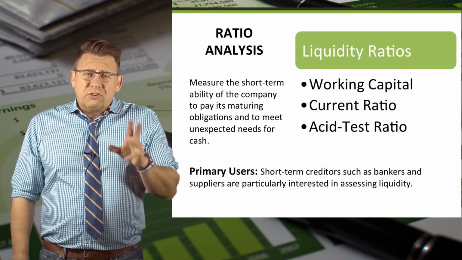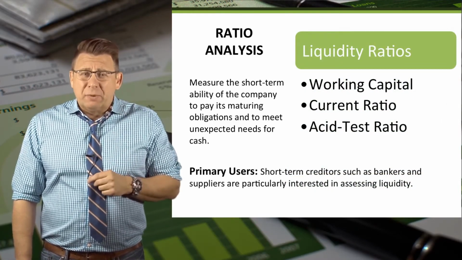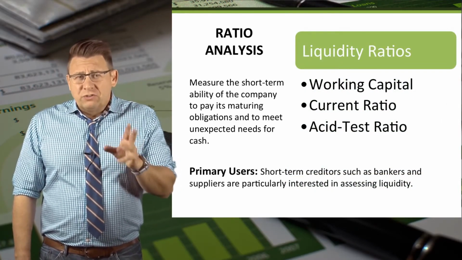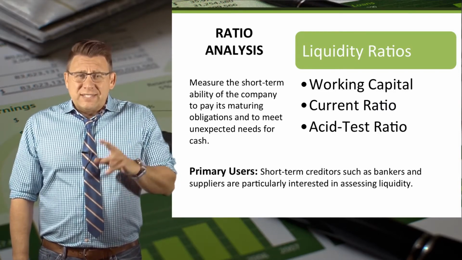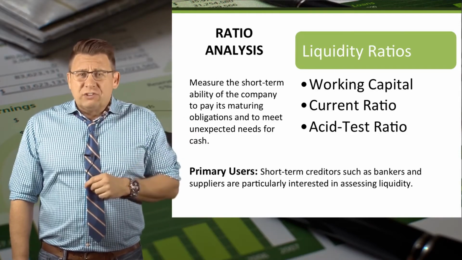Liquidity ratios measure a company's short-term ability to meet its obligations. The primary users of this financial data are short-term creditors. You can see some of the common ratios listed on the slide.